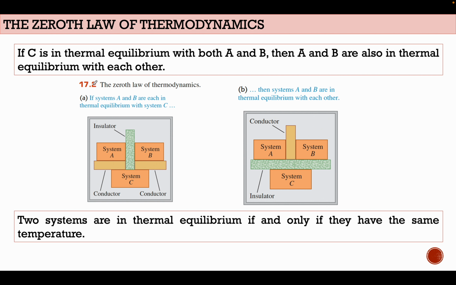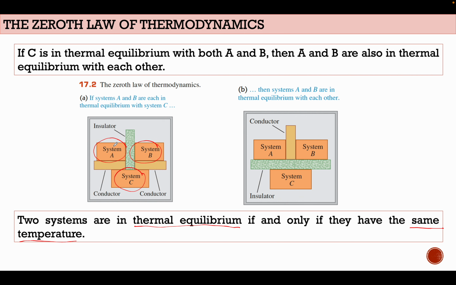Okay, so two systems are in thermal equilibrium if and only if they have the same temperature. The zeroth law of thermodynamics again states that if system C, the third system, is in thermal equilibrium with these two systems A and B, then system A and system B are also in thermal equilibrium, or have the same temperature, with each other.